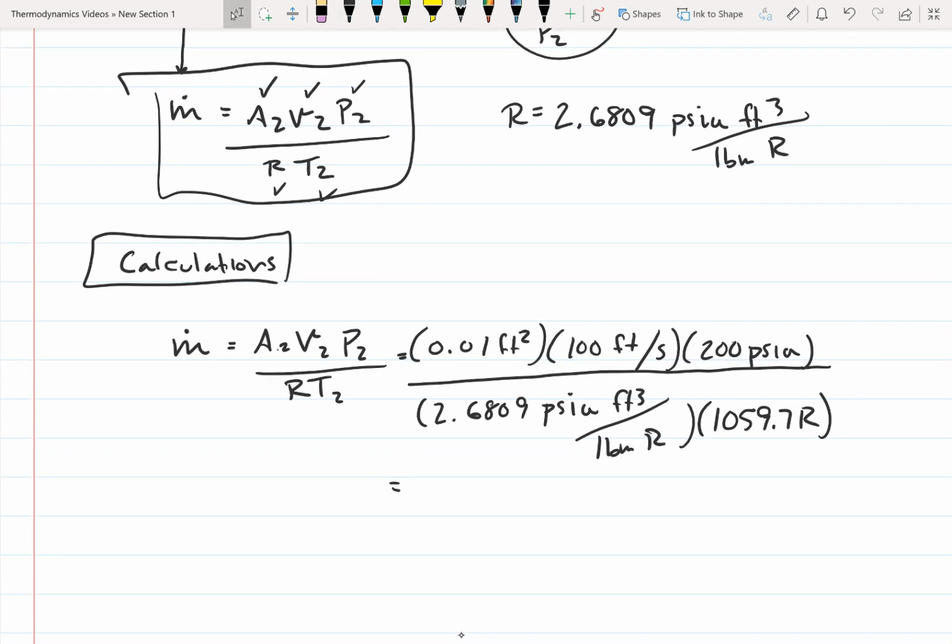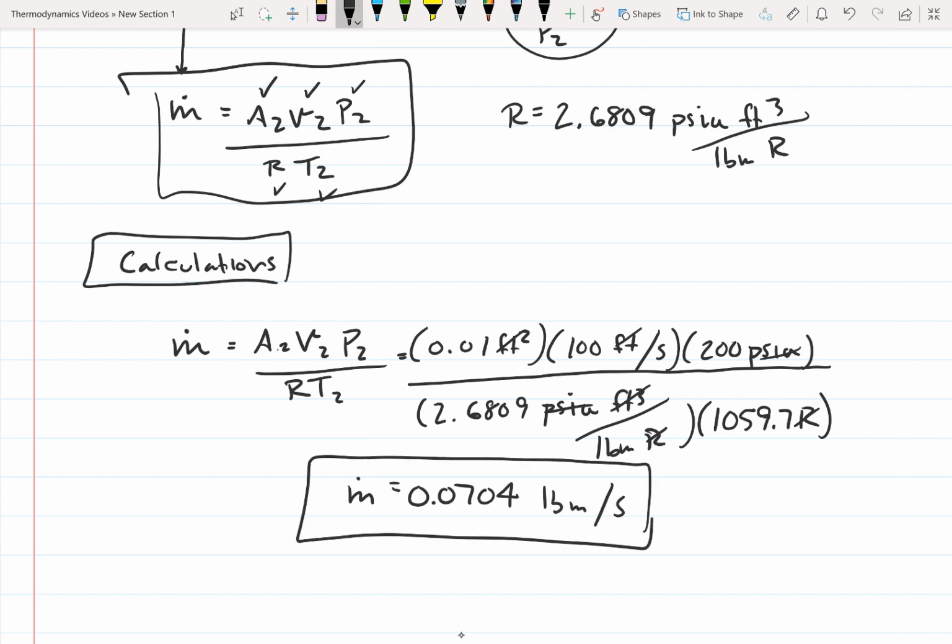All right, now let's make sure our units cancel out correctly. We're looking for a mass flow rate, so we want units of pound mass per second. So the feet cancel, Rankine cancels, the psi absolute cancels, and we're left with pound mass per second. So this works out to 0.0704 pound mass per second. So this is our mass flow rate.